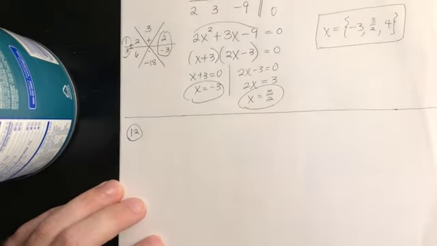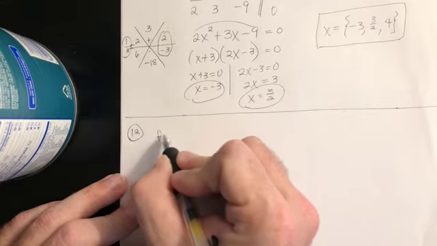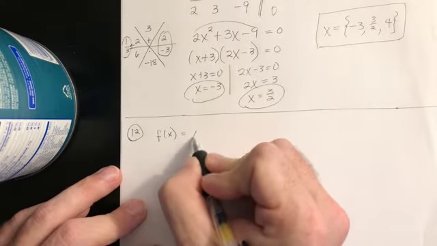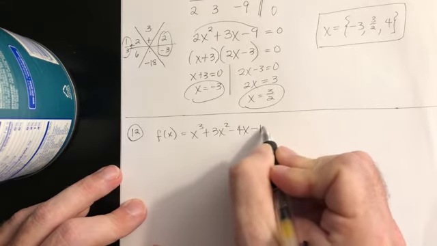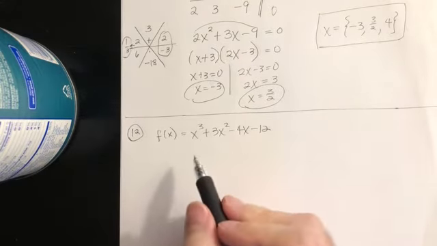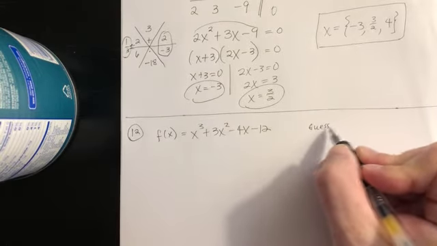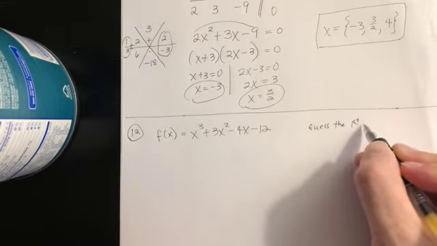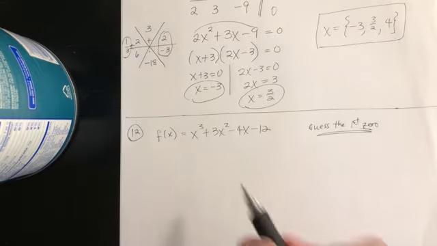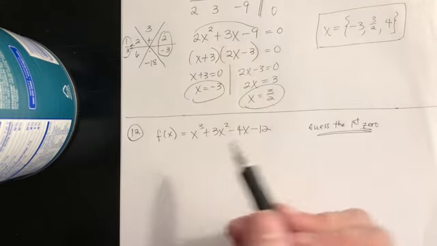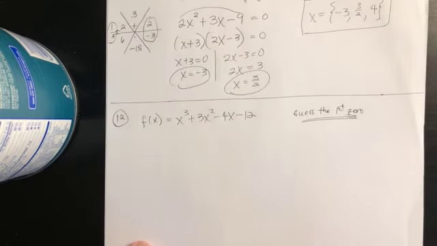All right. So for number 12, let's just write f of x is equal to x cubed plus 3x squared minus 4x minus 12. In this case, what they want you to do is find the first zero by guessing. Just plug in a number and see if it gives you 0. Not bad, right? This sounds like a lot of work, but it's what we gotta do.